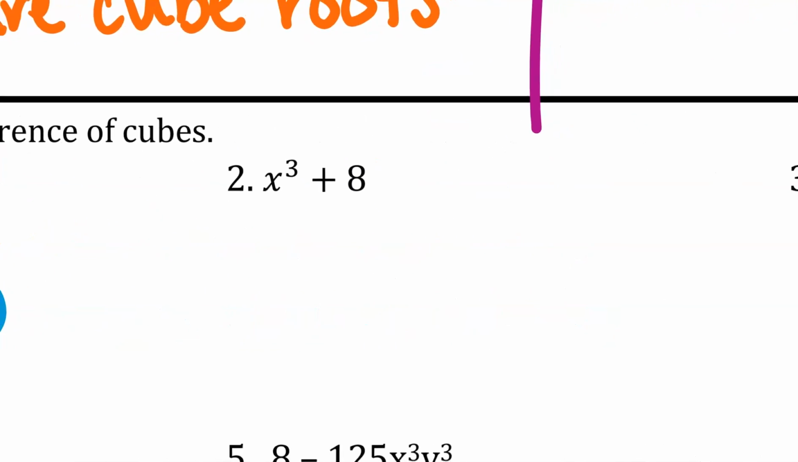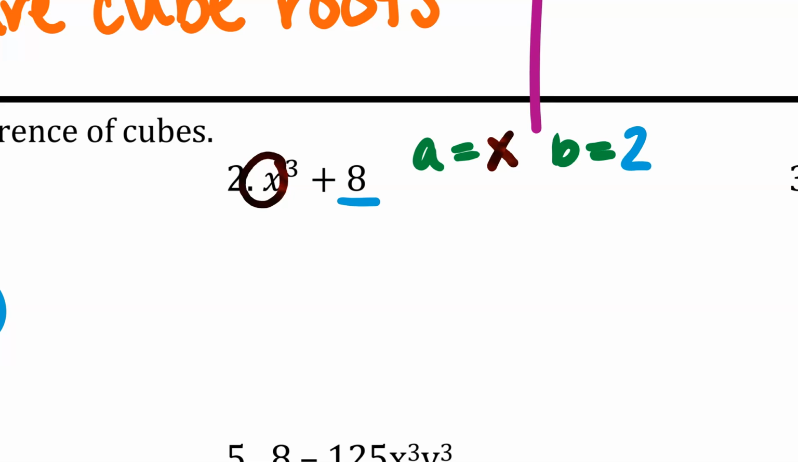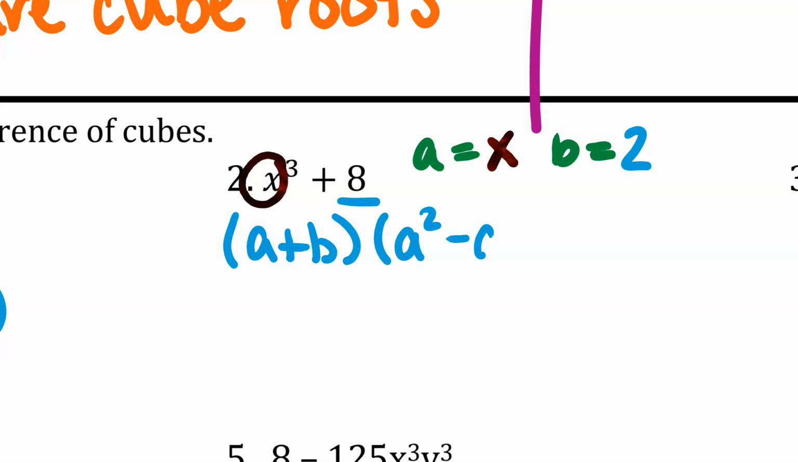Number 2 is a sum of perfect cubes. So A is my first thing, B is my second, and we're going to take the cube root. So cube root of x cubed is just x. Cube root of 8 is 2, so B is 2. And this is a sum of cubes, so this is my formula: a plus b times a squared minus ab plus b squared.